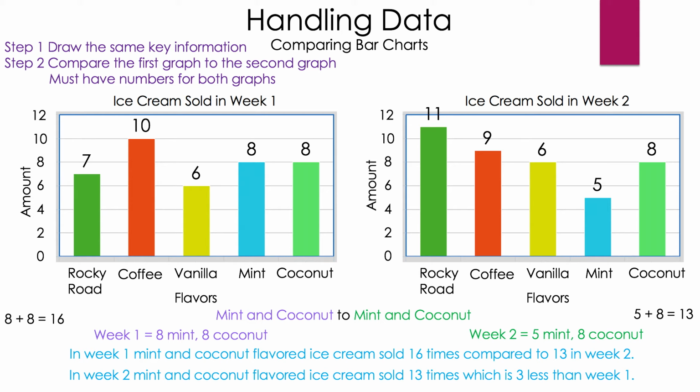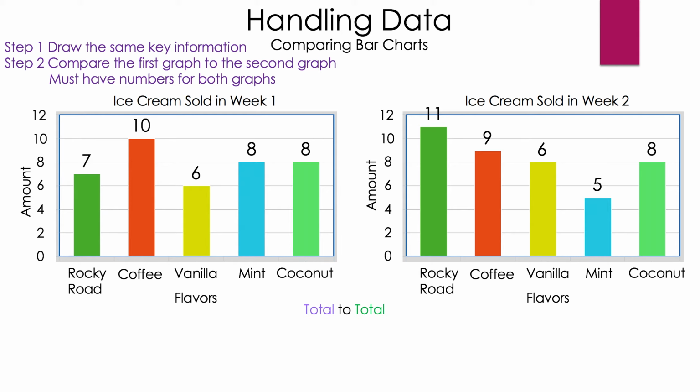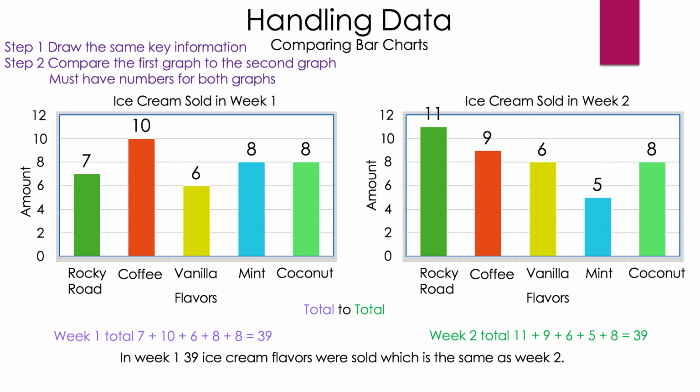So let's take a look at the total now. Right there, you got to go ahead and write down the total for week 1. Add them up, you get 39. And same thing for week 2. And as you can see, we have 39 as well. So in this one, we're going to use same as. In week 1, 39 ice cream flavors were sold, which is the same as week 2. And there you have it.